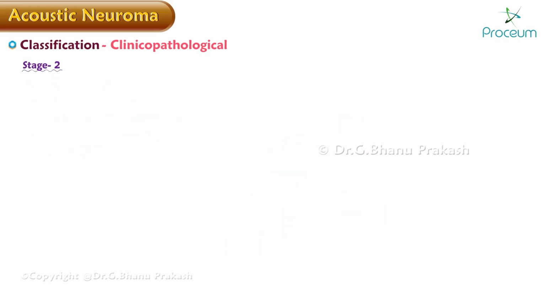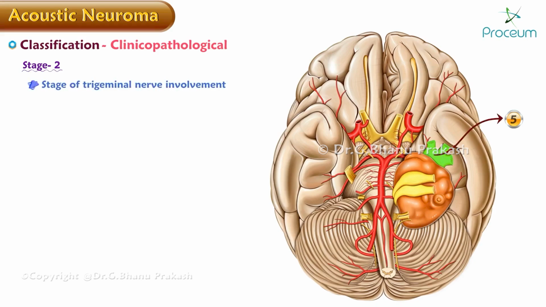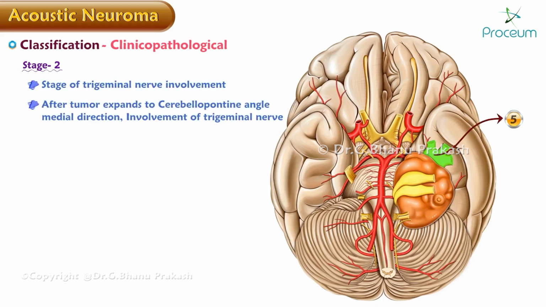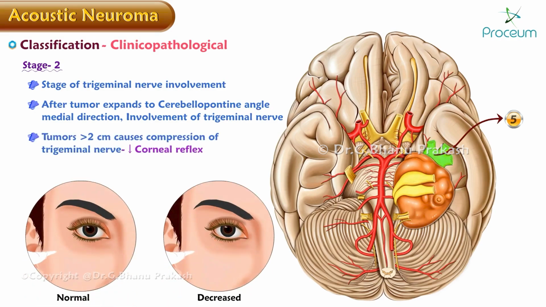Stage 2. This is a stage of trigeminal nerve involvement. After the tumor expands to the cerebellopontine angle in the medial direction, there is involvement of the trigeminal nerve. Tumors more than 2 centimeters cause compression of the trigeminal nerve, leading to a decrease in corneal reflex.